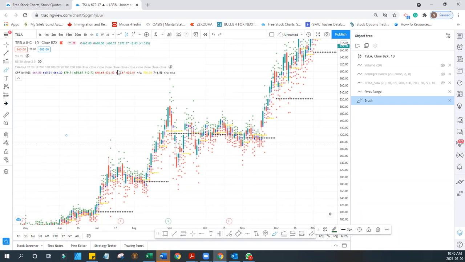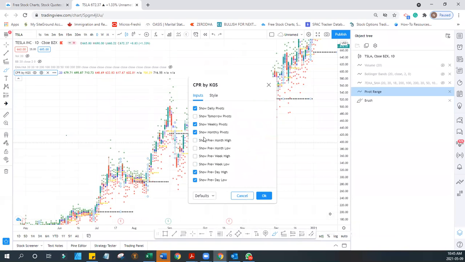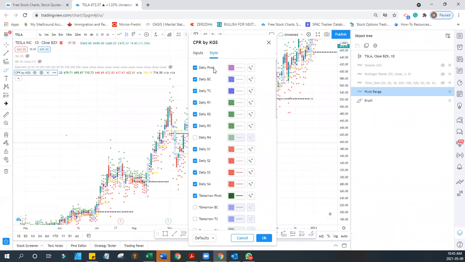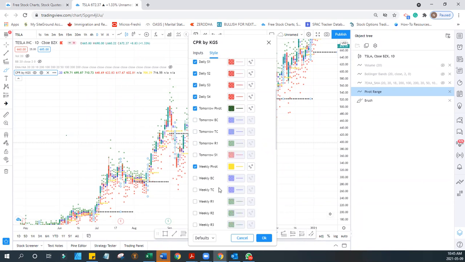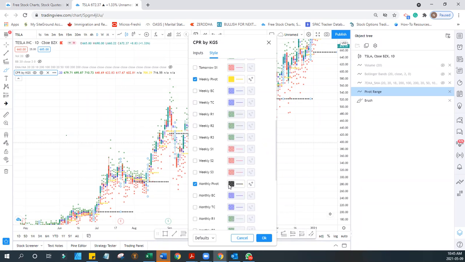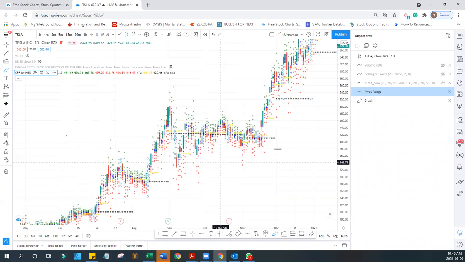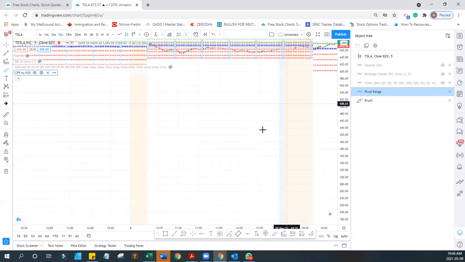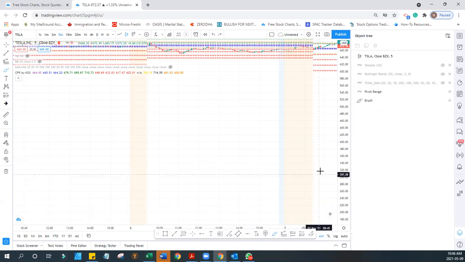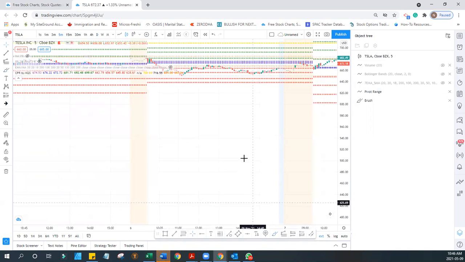So go to the settings. You need your daily pivots, you need your weekly, you need the monthly, you need the previous day high, previous day low, and you can change the color the way you want it, and you have to uncheck this kind of stuff, and then save it as a default. Now this is very good for the 5 minute chart. It will look very much like this.